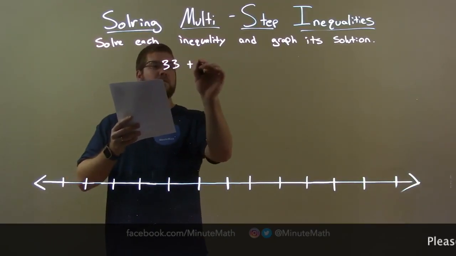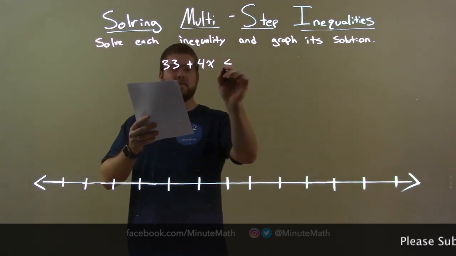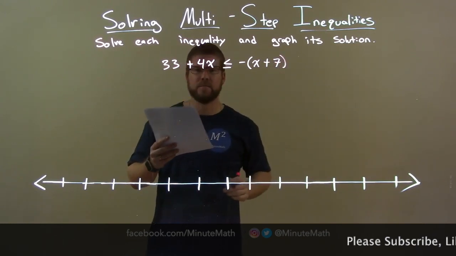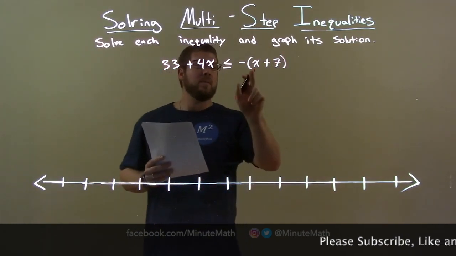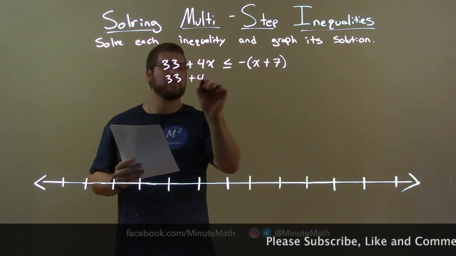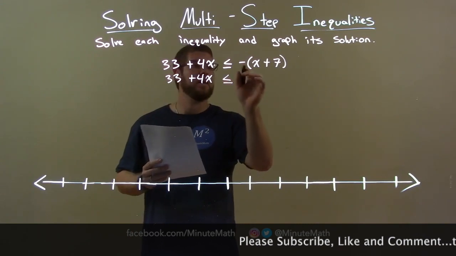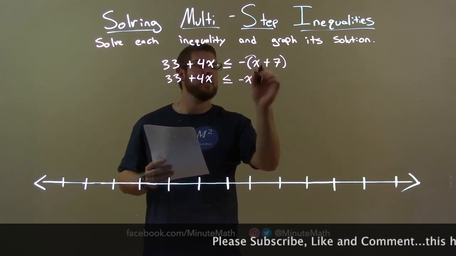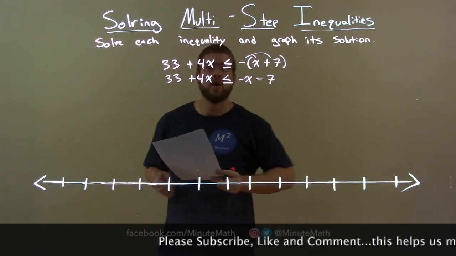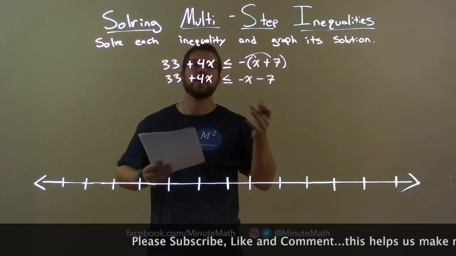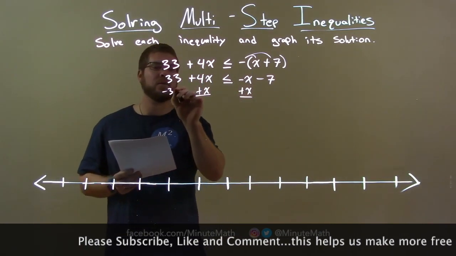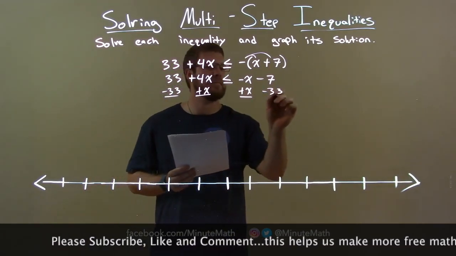33 plus 4x is less than or equal to a negative x plus 7. First thing I want to do is I'm actually going to distribute this negative into that parenthesis. So 33 plus 4x stays where it is on the left. Negative goes in, negative x, and then negative times 7 is minus 7 here. So let's bring our variables to the left, numbers to the right, by combining our like terms. Add an x here to both sides, and subtract 33 here to both sides.